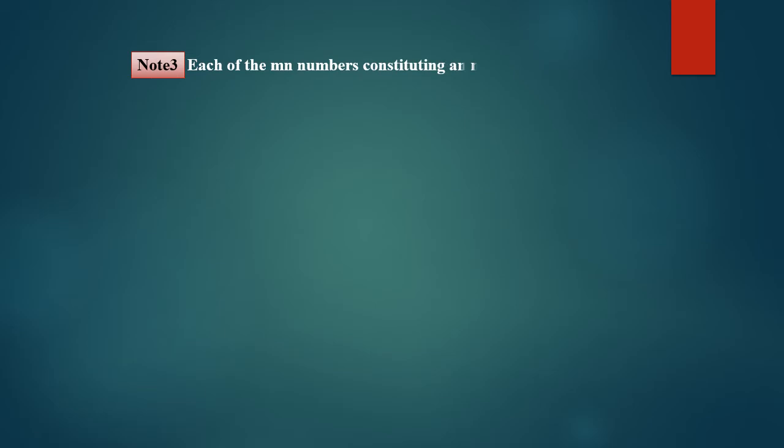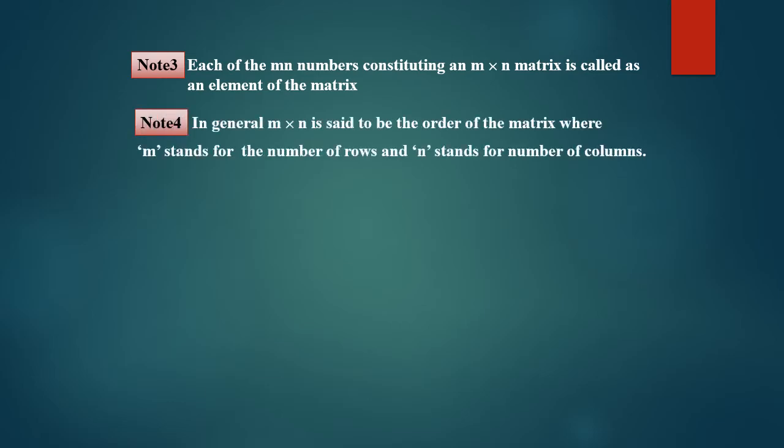Note 3. Each of the mn numbers constituting an m cross n matrix is called an element of the matrix. Note 4. In general, m cross n is said to be the order of the matrix, where m stands for the number of rows and n stands for the number of columns. Note 5. Order of the matrix is denoted by O(A).